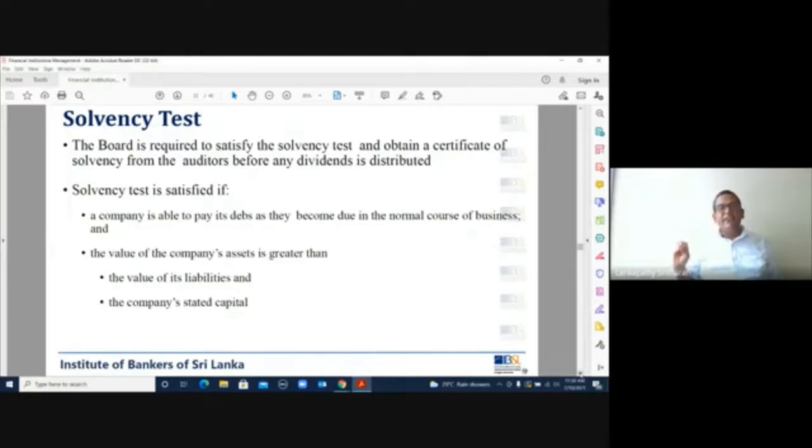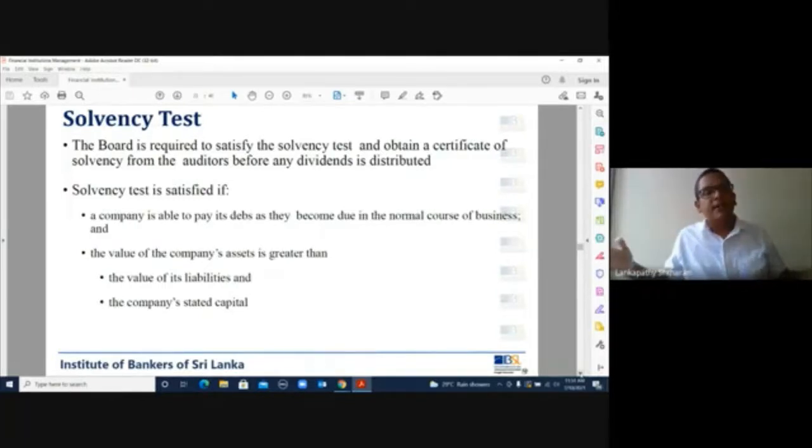The solvency test is satisfied if a company is able to pay its debts as they become due in the normal course of business, and the value of the company's assets is greater than the value of the liabilities and the company's stated capital. Okay, so there were questions in past papers asking about the solvency test, or solvency versus liquidity, solvency risk versus liquidity risk, which we will discuss in the risk management section.